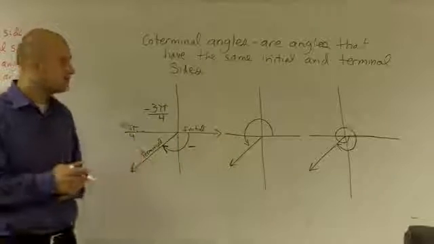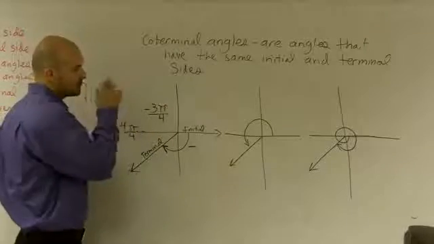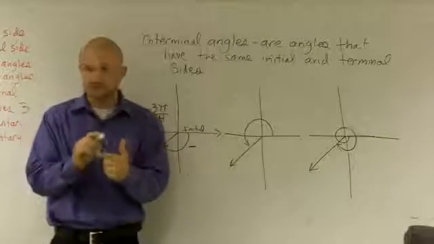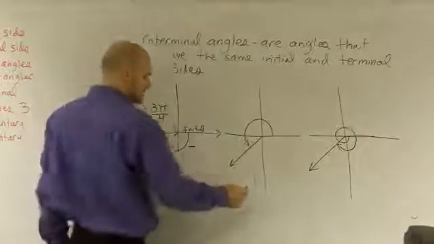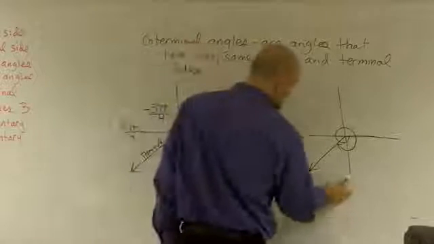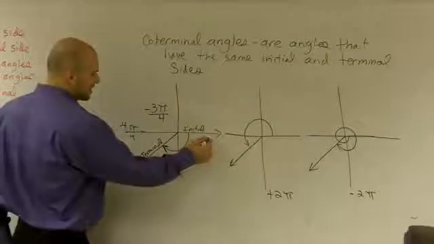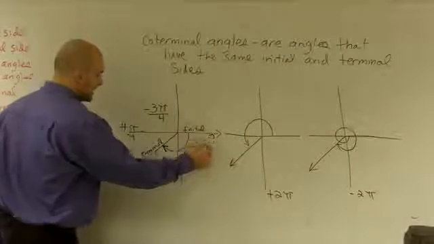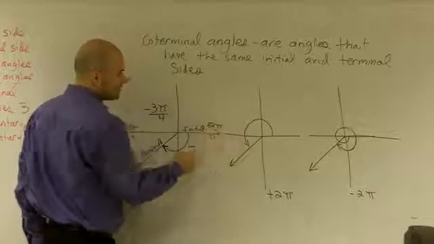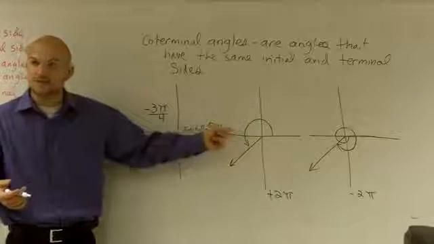But there's also a way we can do this algebraically. Since they have the same initial and terminal side, what we can do is add 2 pi and subtract 2 pi. Because if you remember, if I start at 0 and go to pi, and then go back over again, that's 2 pi. So 2 pi is exactly like 360. It takes you back to the exact same spot, correct?